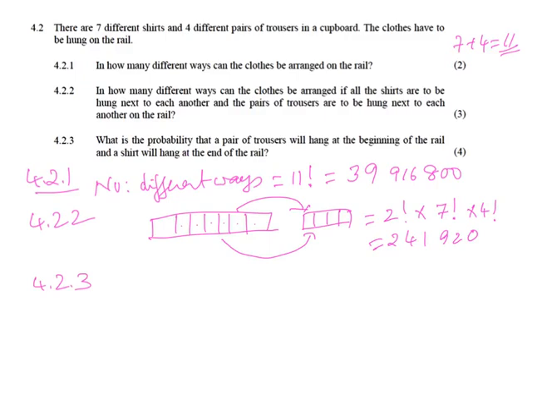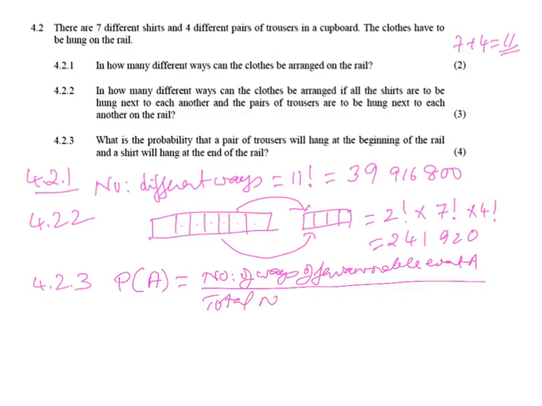Now here we apply 4.2, the concept of probability. What is the probability that a pair of trousers will hang at the beginning of the rail and a shirt at the end of the rail? So what is the probability? Probability of an event is the number of ways of favorable events, the number of ways of favorable event of happening A, over the total number of possible outcomes or possible events. That is our basic definition of the probability of an event happening A.